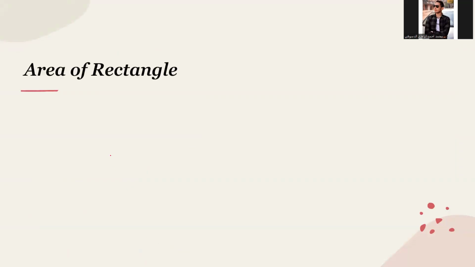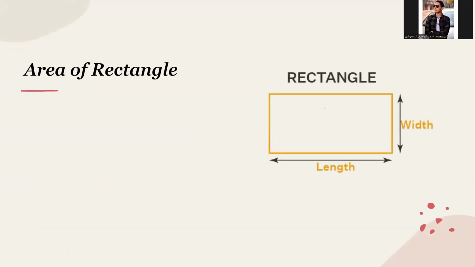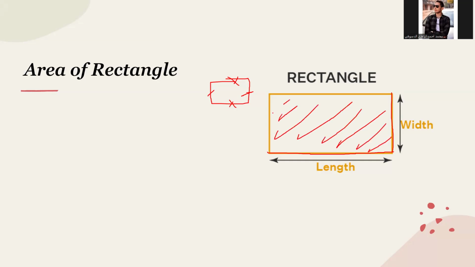So let's get to the area of the rectangle. For the rectangle, as we mentioned, the sides are not all equal. So this side is not equal to this side. This side is equal to its opposite side, and this side is equal to its opposite. Okay. For the area, as we mentioned, we want one side multiplied by the side that is connected to it. With this, you can get the whole area.